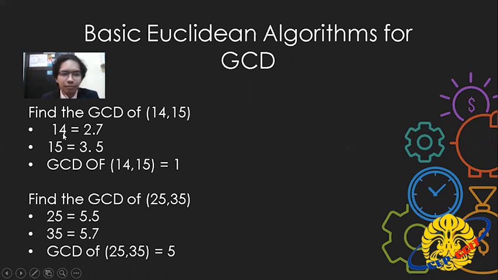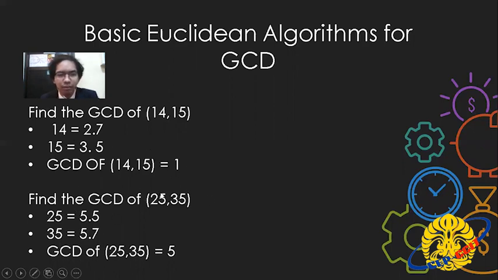Now this is another example of the greatest common divisor: 14 and 15. For 14, we have 2 times 7 equals 14. For 15, 3 times 5 is equal to 15. So the greatest common divisor of 14 and 15 is 1, because they share no common factor, so we just put 1.